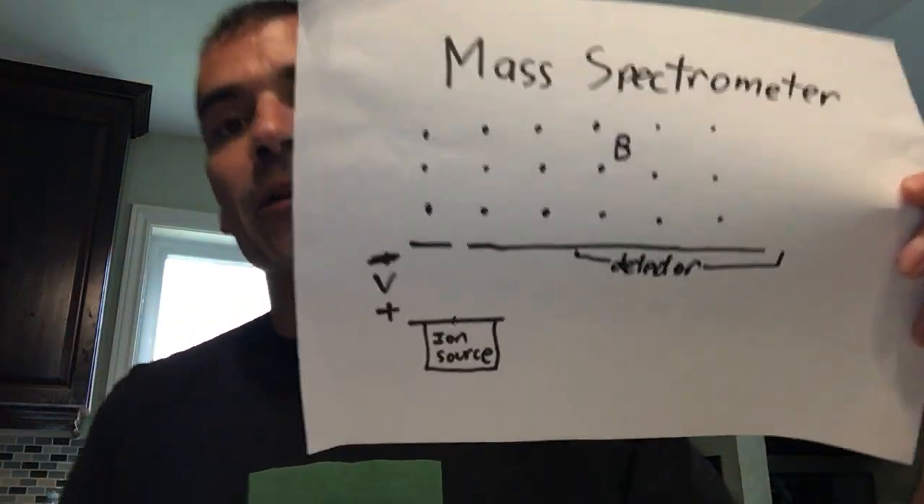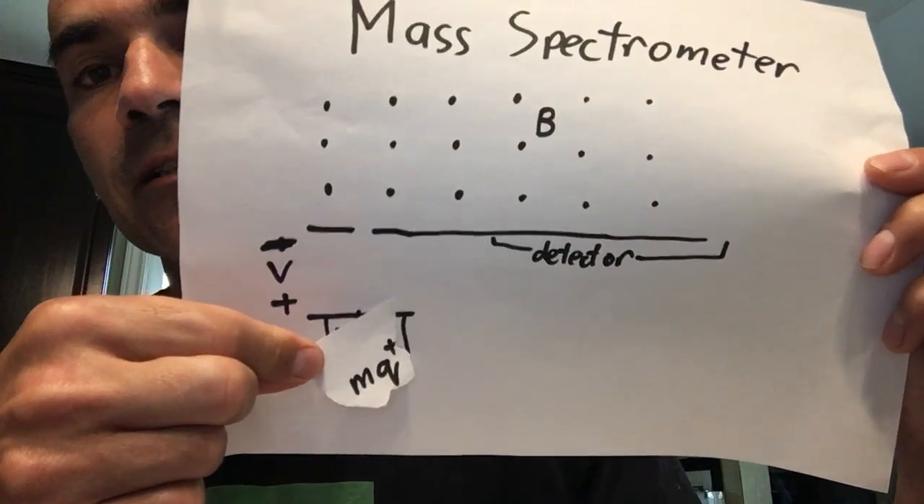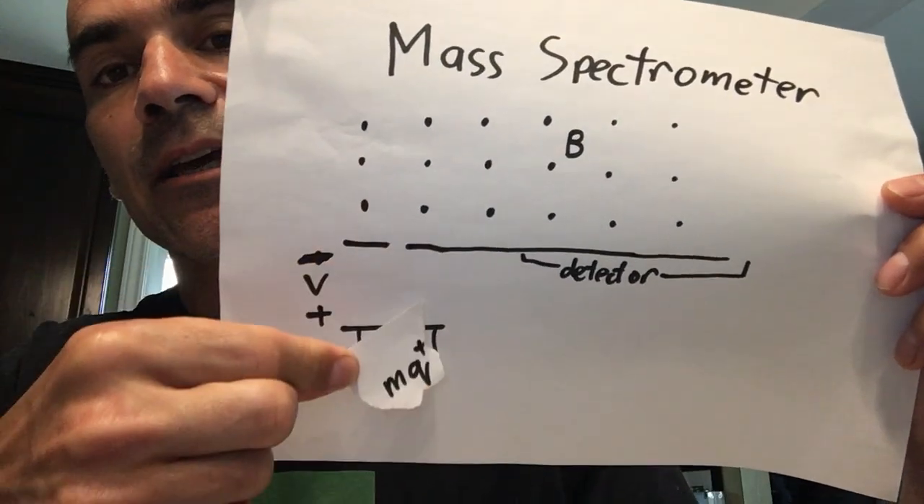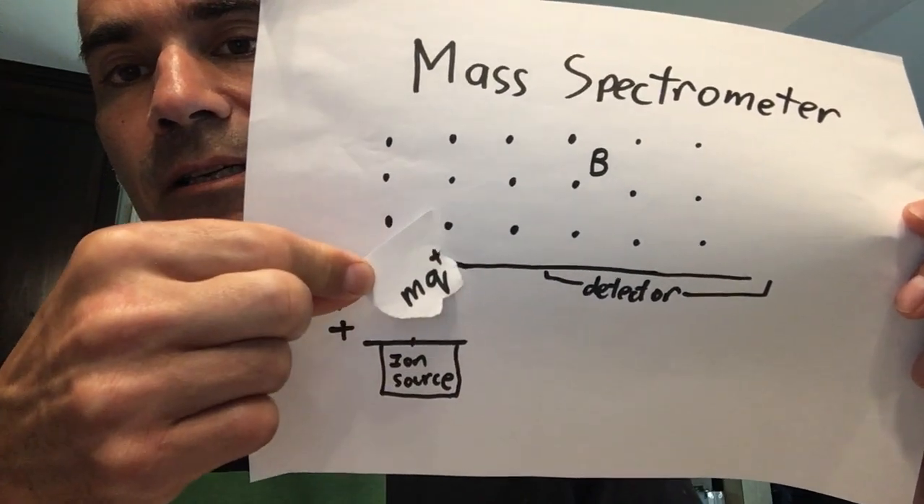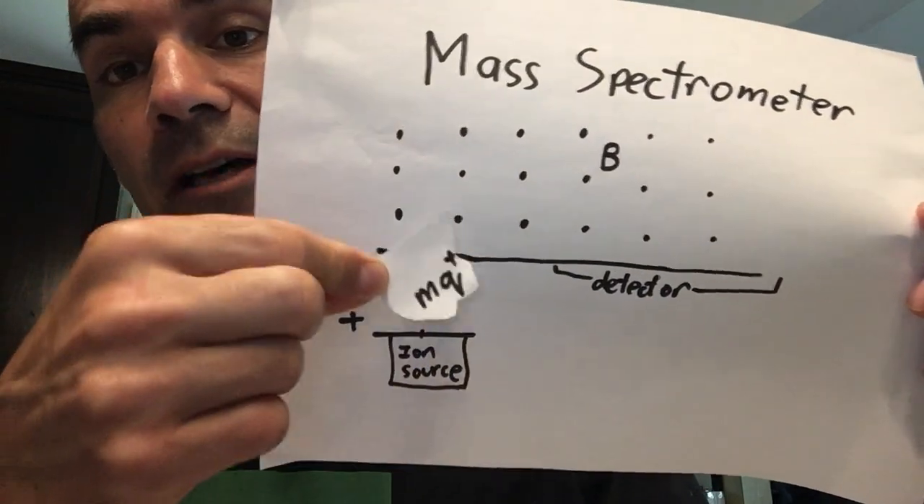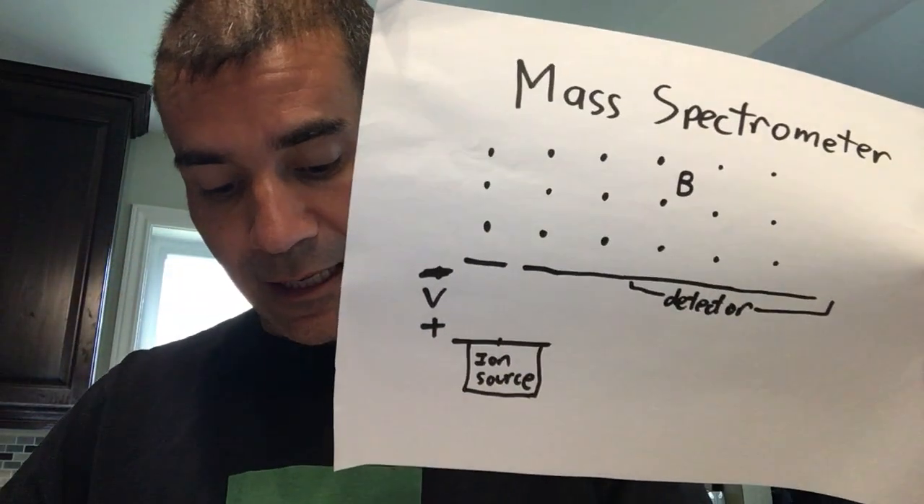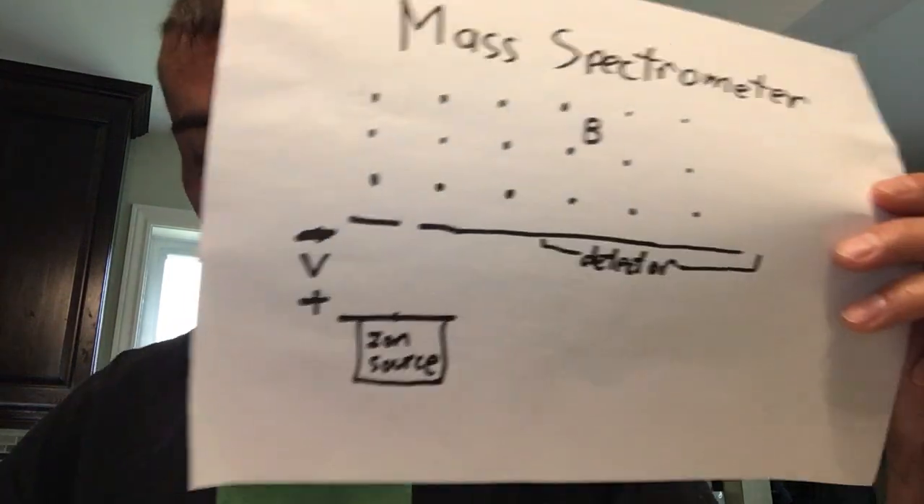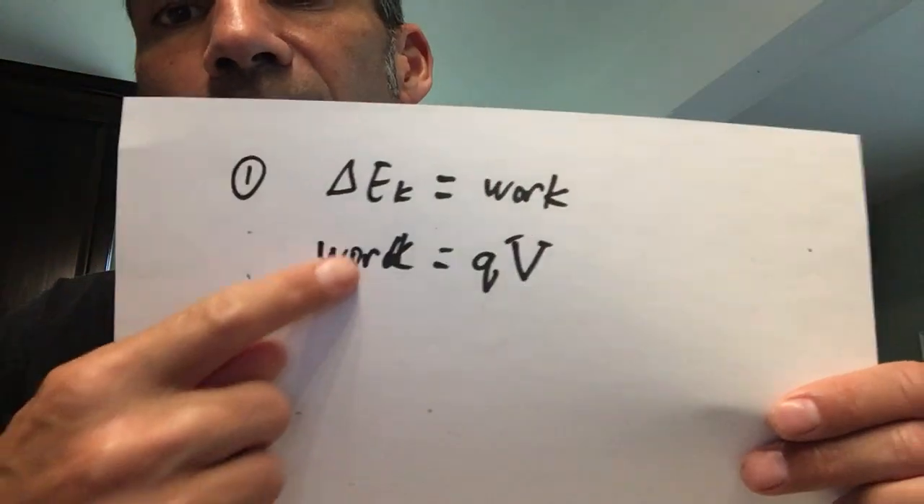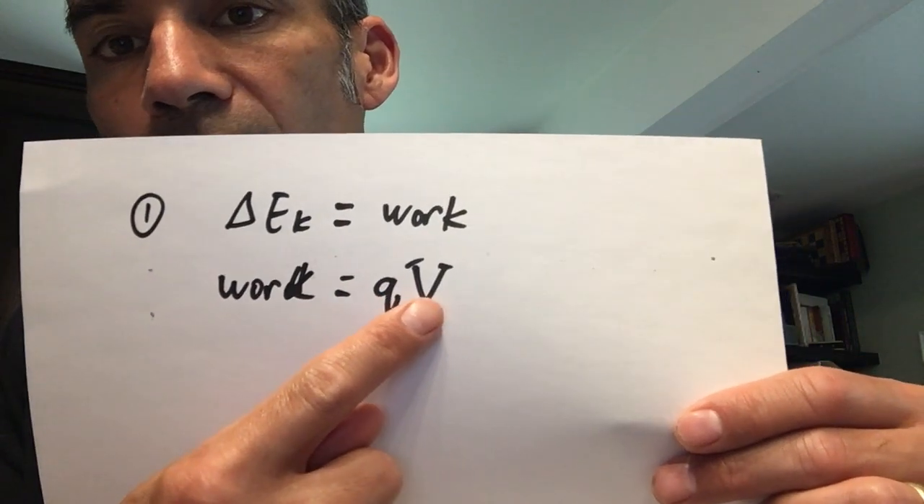So for the first part of it, you've got a charged particle and it's accelerated through a voltage. And when it is, a certain amount of work is done to that particle. Now, how much work is done? You can get work by multiplying the charge by the voltage.